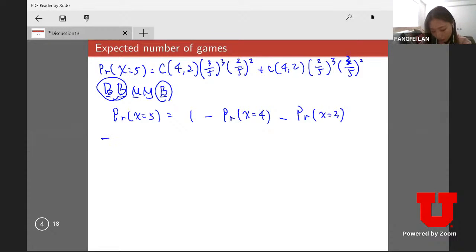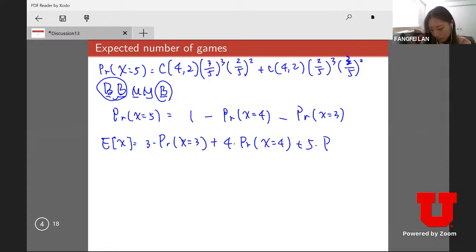Okay, so then E of x would just be putting all of that together, right? So 3 times the probability of x equals 3, plus 4 times the probability of x equals 4, plus 5 times the probability of x equals 5. So that together would give us 4.0656, something like that. Any questions about the problem?